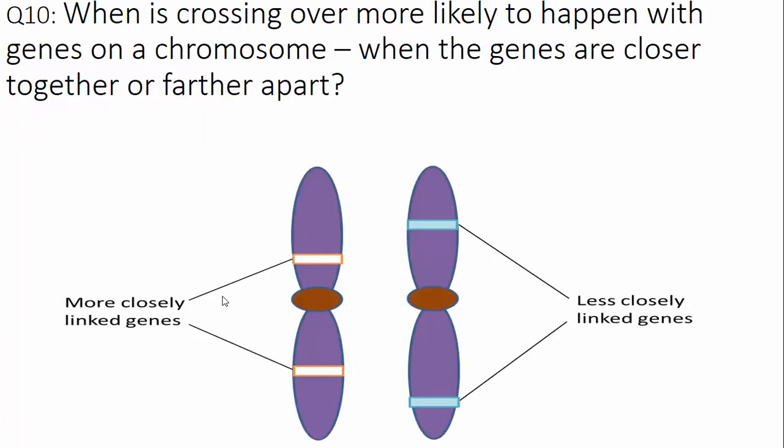When is crossing over more likely to happen with genes on a chromosome? When the genes are closer together or farther apart. So these genes are closer together, so they're more likely to cross over. These genes are farther apart, so they're less likely to cross over. And because these genes are closer together, they're more closely linked to one another. These genes are farther apart, so they're less closely linked. So when they are closer together is when they're going to cross over. So 9 and 10 kind of go together.